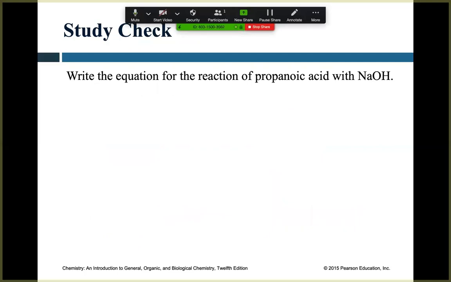So to write out the reaction for propionic acid with sodium hydroxide, well, first I need to figure out what the structure of propionic acid is. Well, prop is going to tell me that there's 3 carbons. Oic acid tells me that I have a carboxylic acid. So there's my propionic acid. It's reacting with sodium hydroxide, which is a base. And so if I predict my products, right, what's going to happen is I will form water. So there's my H, there's my OH. So water is a product.